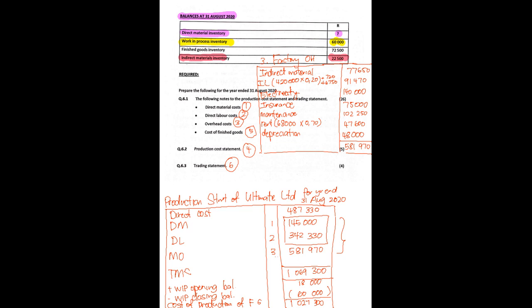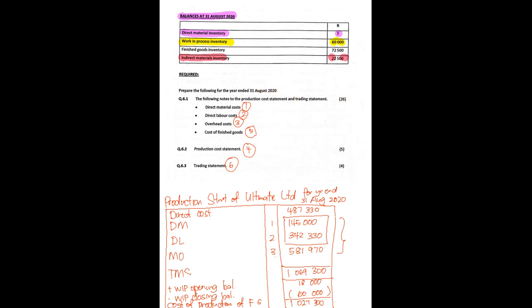So I'm going to erase note number 3 here. And remember, it had to be done in the sequence. So that's why we did material, overhead, labor, and then we did your production statement. And now we completed your production statement in order to do note number 4, which, as I said, is the cost of your finished goods.